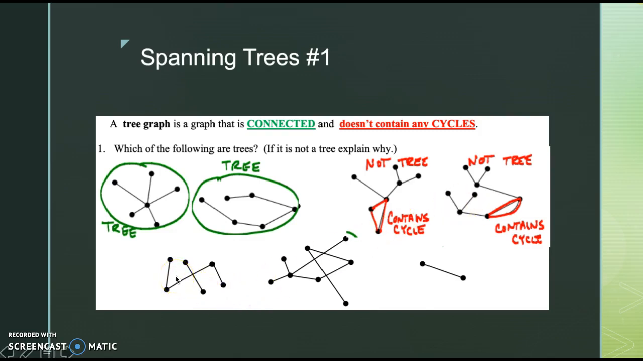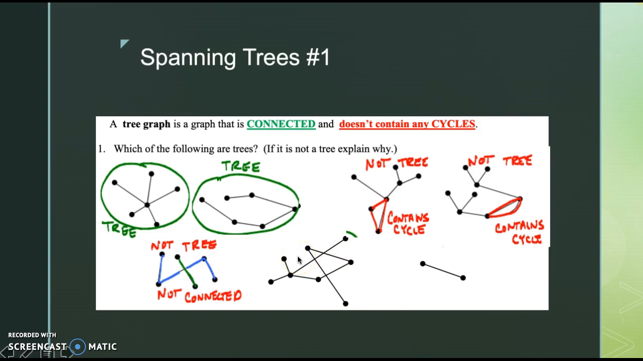How about this one? This one is a little different. I don't see any cycles. However, these 2 points are not connected in any way to this one. I mean, it looks like it's connected here, but we can't assume that because there's not a vertex or a point right there. So that is not a tree graph.